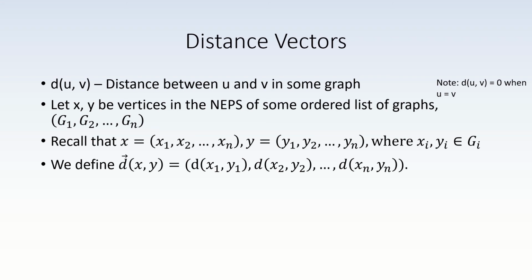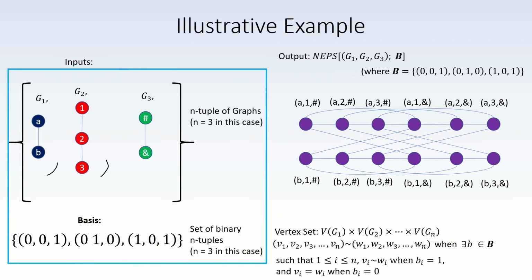With this in mind, let's return to the concept of adjacency in the NEPS of graphs. Our basis, B, can be thought of simply as the set of acceptable distance vectors. Take any two vertices from the NEPS. If their distance vector is present in the basis of the NEPS, then those vertices are adjacent. This is equivalent to our first definition of adjacency for the NEPS of graphs. What we have seen so far is that the final graph depends upon three factors: the choice of basis, the order of the input graphs, and the input graphs themselves.